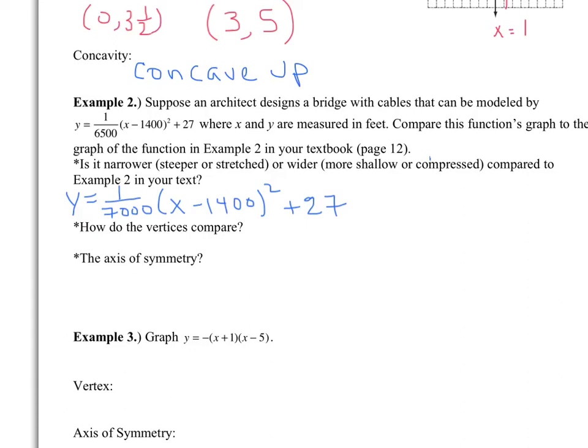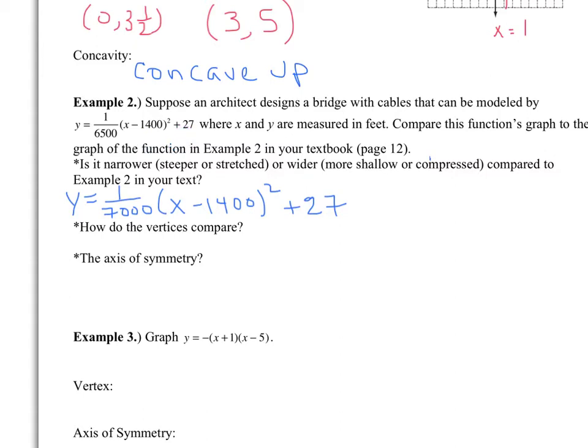For example number 2, it says, suppose an architect designs a bridge with cables that can be modeled by the function that you see right in front of you. Just to point out a few things, your A value here is 1 divided by 6,500, and you have x minus h, which is 1,400. Positive 1,400 is your h value, and plus 27 is your k value. That's your vertical placement. 1,400 is what tells you left or right. 27 moves the parabola up and down.